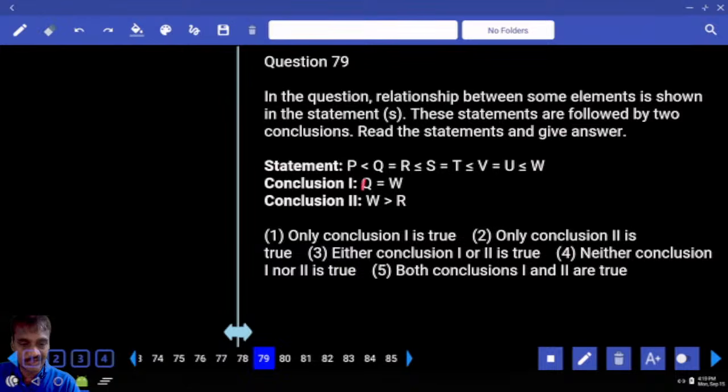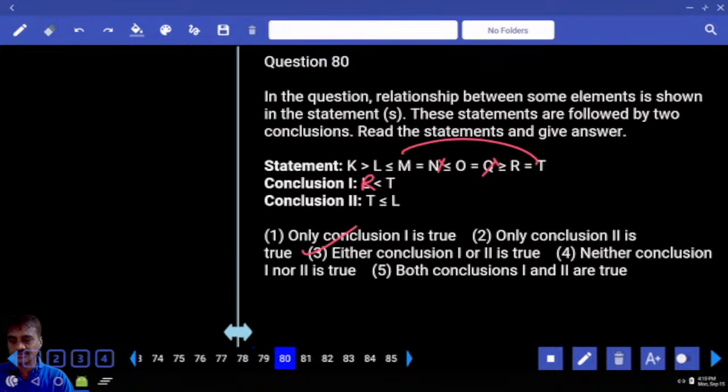Now Q and R are one and the same. In the place of Q, you can take it as R. R equals to W, W equals to R. R to W, R is either lesser or equal. W is either greater or equal. Either 1 or 2, choice 3, 79.